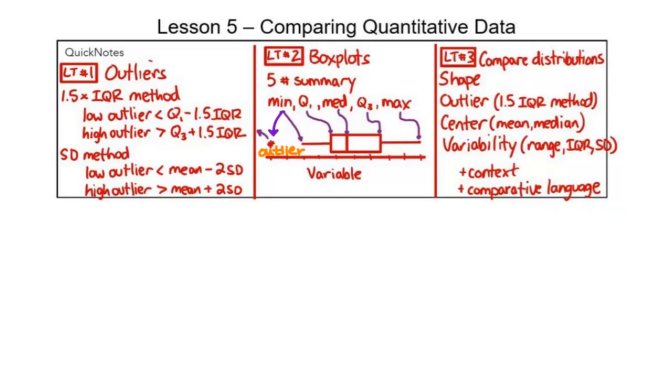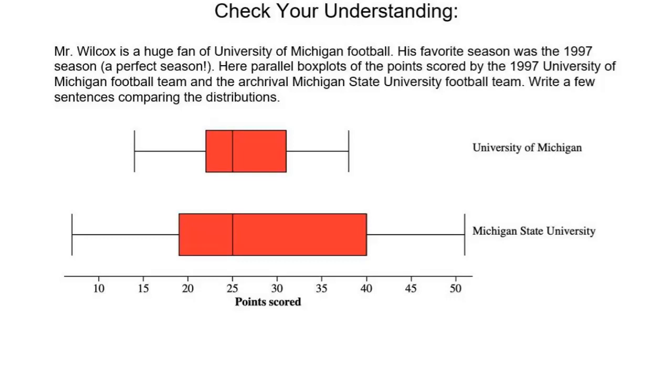Down below this, there are 2 box plots. University of Michigan, Michigan State. I would like for you guys to write a couple of sentences comparing these 2 distributions. Make sure you compare all 4 pieces. Make sure you use comparison words, less than, greater than, bigger, smaller. And make sure you incorporate context in there. I'm going to give you guys about 5 minutes to work on that, and then we're going to compare.